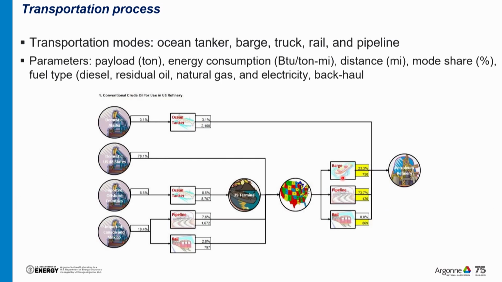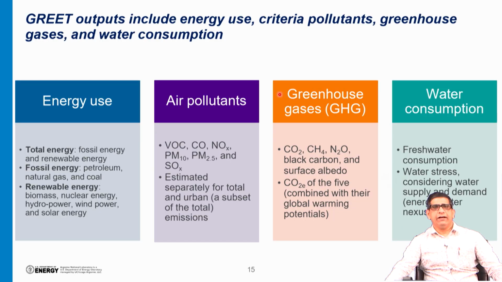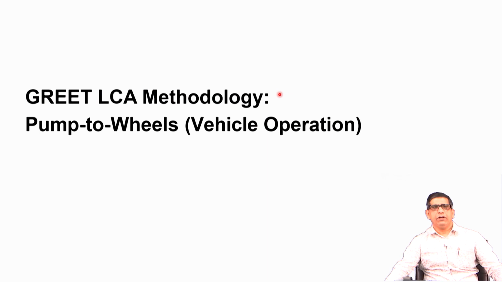For transportation processes, all the different transportation processes, we look at the different parameters in terms of domestic transport, energy consumption, distance, modes and so on. Similar to earlier, energy use, criteria pollutants, greenhouse gases and water consumption are all captured. So that was GREET in terms of well to pump.